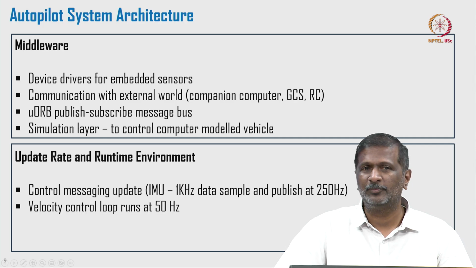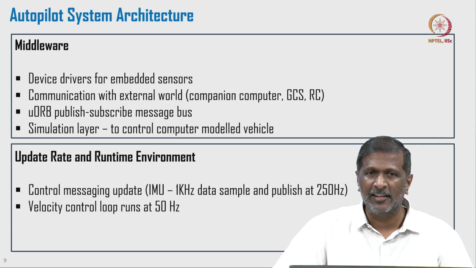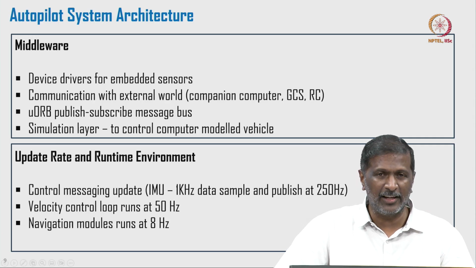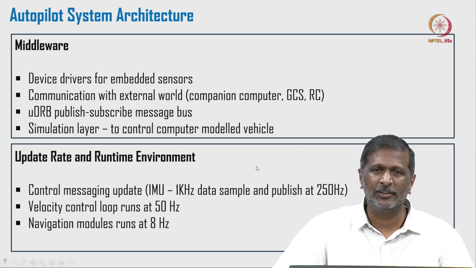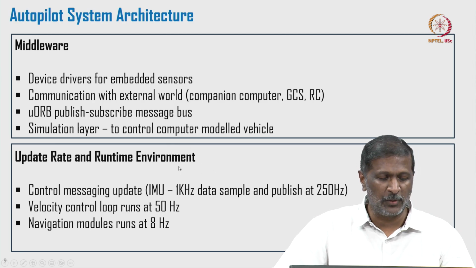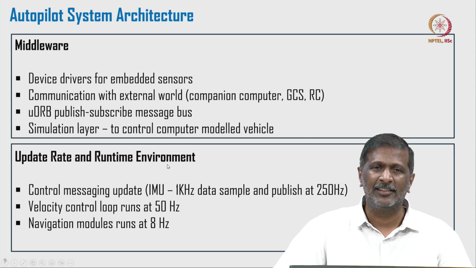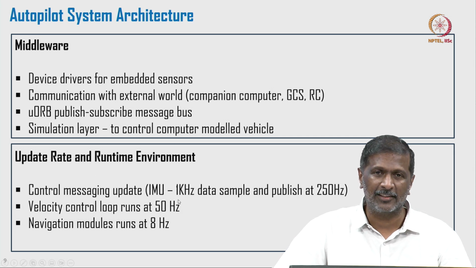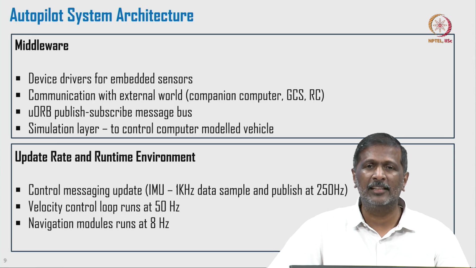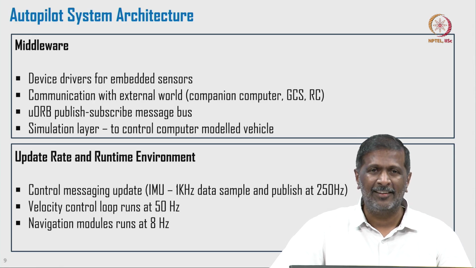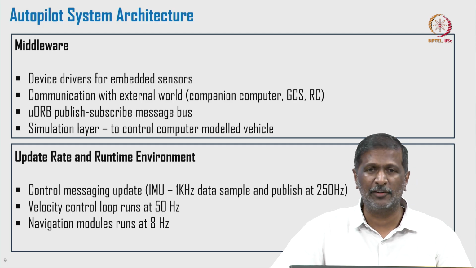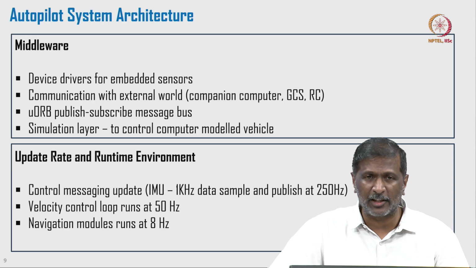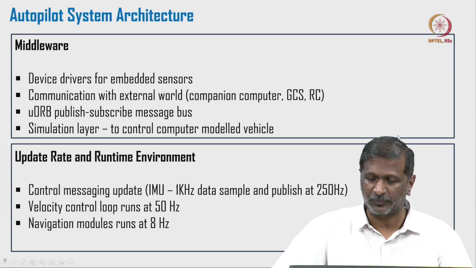Then you have the outermost loop, which is basically a velocity control loop, right, which will run at 50 hertz. And then you have a navigation loop which runs at 8 hertz, right? Depends on how you interpolate the data. Sometimes you run it at 1 hertz also, right? So these are different update rates that are going to be present in my Autopilot architecture. So I have to understand that for some sensors my sampling rates are different. The rate at which I publish is also different for my control loop. So these are required when you are designing your architecture, right?